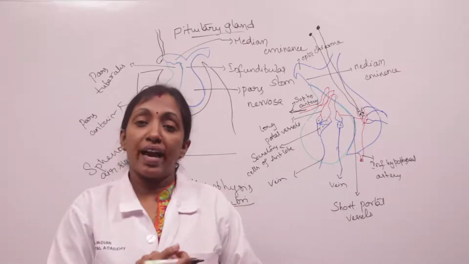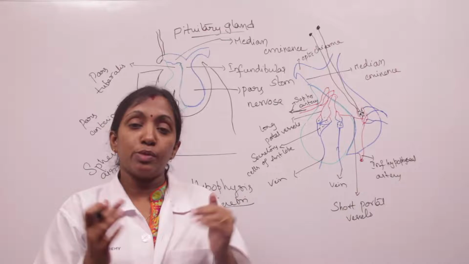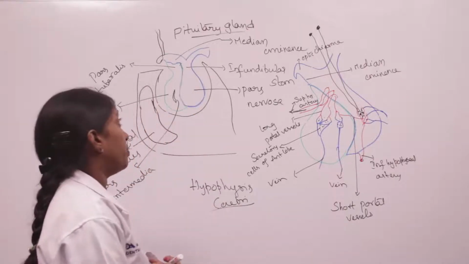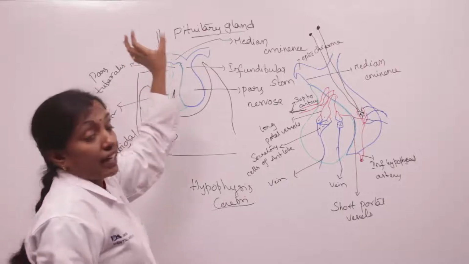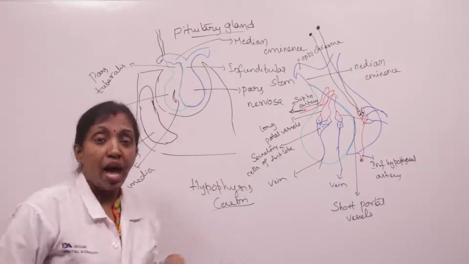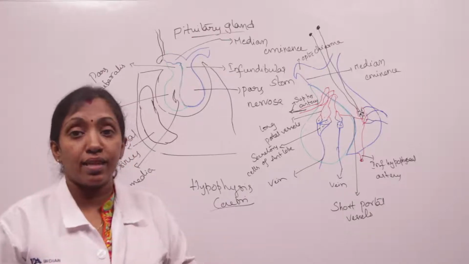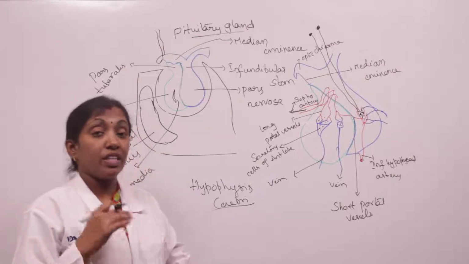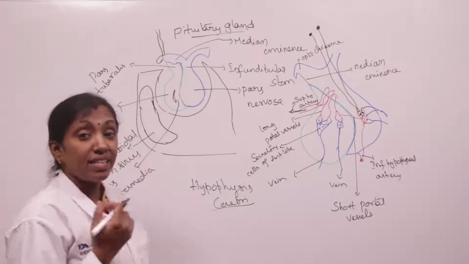That fossa we call the hypophyseal fossa. The gland is suspended from the floor of the third ventricle by a stalk called the infundibulum, and this infundibulum pierces the dural fold called the diaphragma sellae.